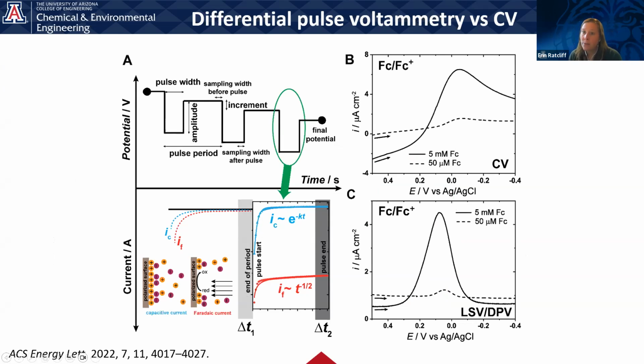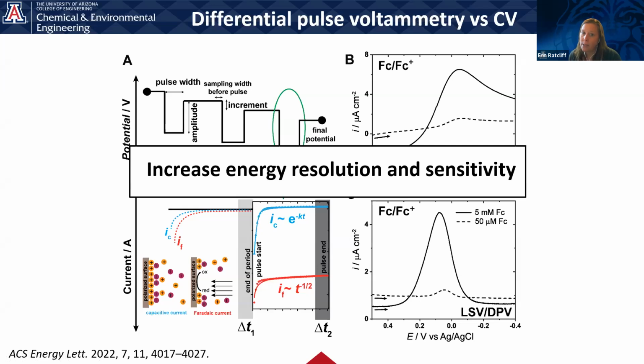So we're going to do differential pulse voltammetry on the triple cation, now looking at acceptor defects, now with increased energy resolution and sensitivity to those defects. And this lets us greatly lower our limit of detection.